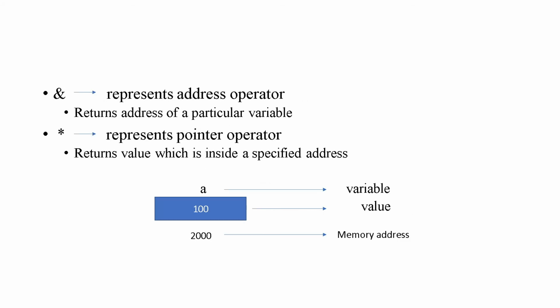In pointers, for any operation we do, we require only two operators, that is ampersand and asterisk. The ampersand represents the address operator, which returns the address of a particular variable, and asterisk represents the pointer operator, which represents the value inside a specified address. You can see here a is the variable and its value is 100, whereas the memory address of a is 2000. So ampersand represents the address, that is 2000. Star represents the pointer operator.